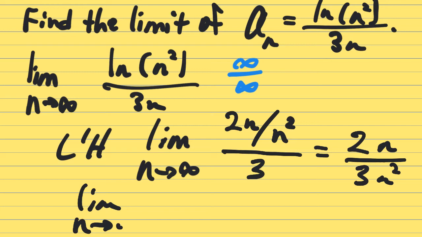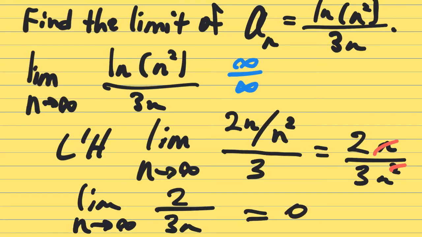Cleaning it up a little bit, in fact, let's cancel an n from top and bottom. And just like the previous slide, we now have a ratio with a fixed numerator and a denominator that goes out of control. So as n gets really large, the fraction gets really small. You guessed it, 0. Very good.